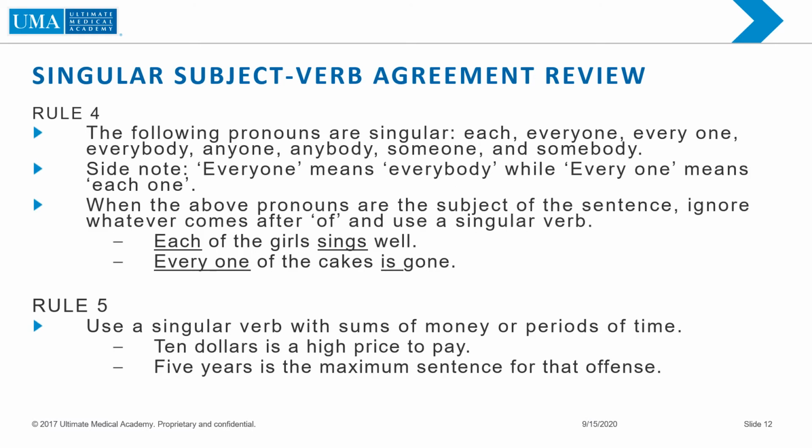Okay? And we have rule 4. The following pronouns are singular: each, everyone, every one, everybody, anyone, anybody, someone, and somebody. Side note, everyone means everybody, while every one means each one. Okay? When the above pronouns are the subject of a sentence, ignore whatever comes after of, and use a singular verb. Okay? Each of the girls sings well. Every one of the cakes is gone.